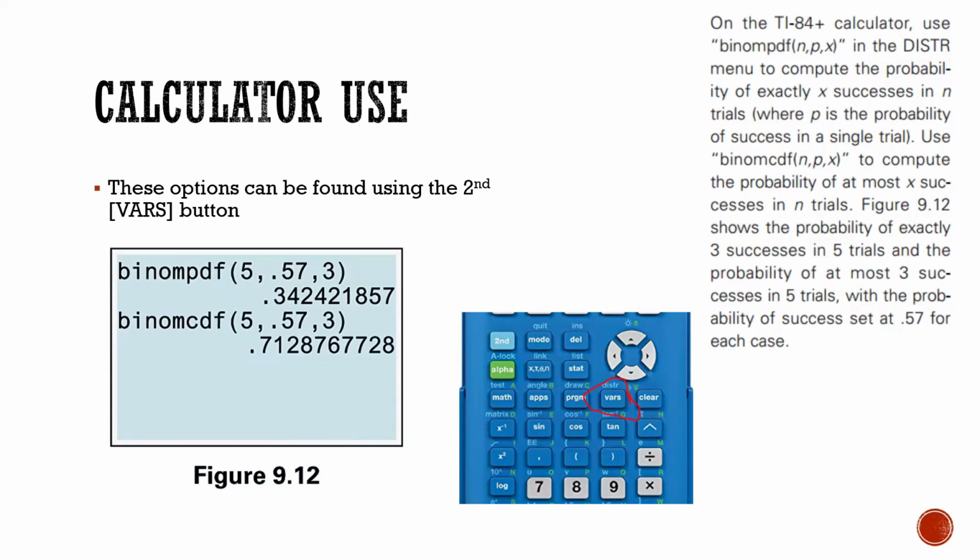Some of your calculators will be a little bit newer looking than mine. Second, distribution. You have a lot of these distributions. All the way at the bottom is our binomial PDF and CDF. I'm going to use our PDF first, and then we'll use our CDF, and we'll figure out what that means.